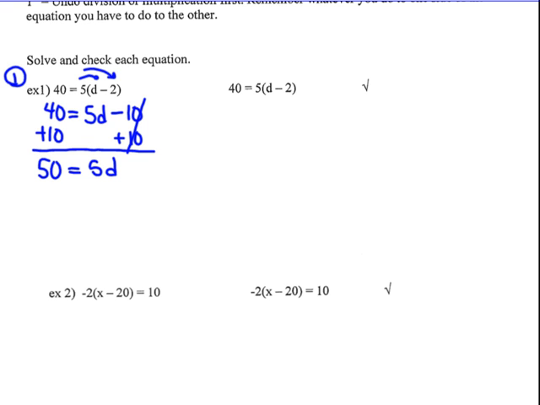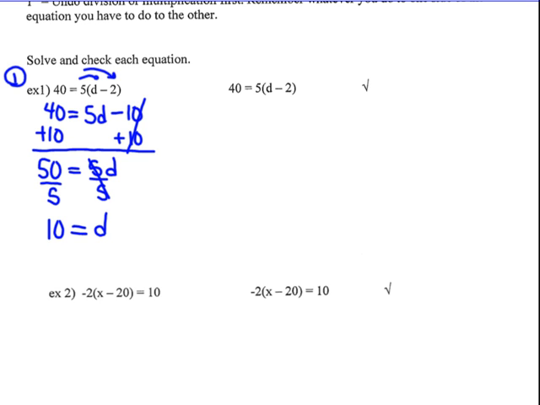However, you have to show the opposite operation of dividing by 5 on both sides. We're showing all the steps. We're not answering these in our head. We get 50 divided by 5 is 10 equals d. I'm going to do a quick mental check here, okay, and put it into this equation.